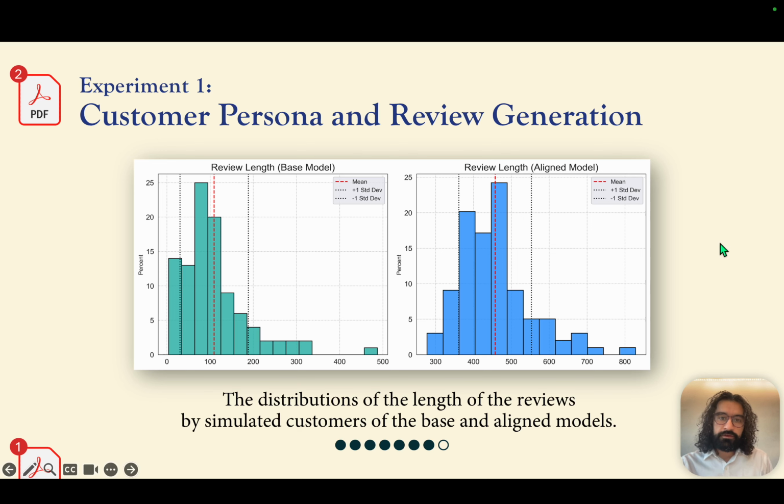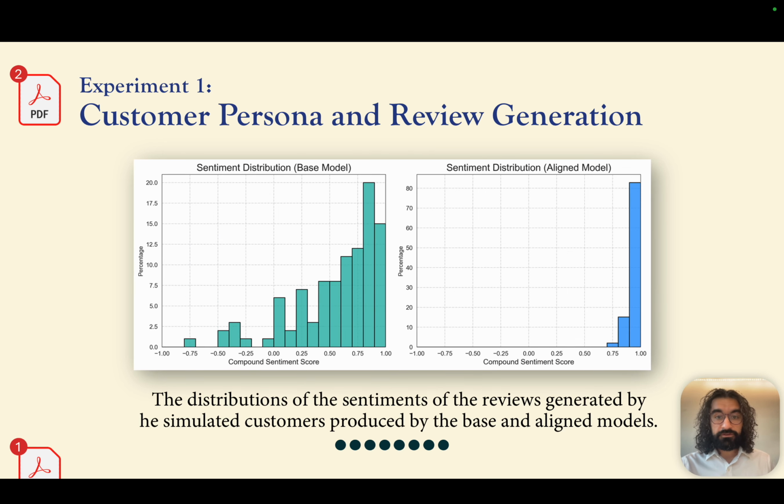And this one is a little bit funny because when we look at the length of the reviews that these simulated customers write for the product, we see there is a significant difference between the length of the reviews of the base and aligned model. It seems like during the RLHF process, the aligned model learned that the more it talks, the more reward it gets. So it just talks more about the product for some reason. And also it learned to always be positive. If you look at the sentiment of the reviews generated by these models, you see that the base model can create all kinds of sentiments, even negative ones, whereas the aligned model almost always just says positive things about the coffee machine.